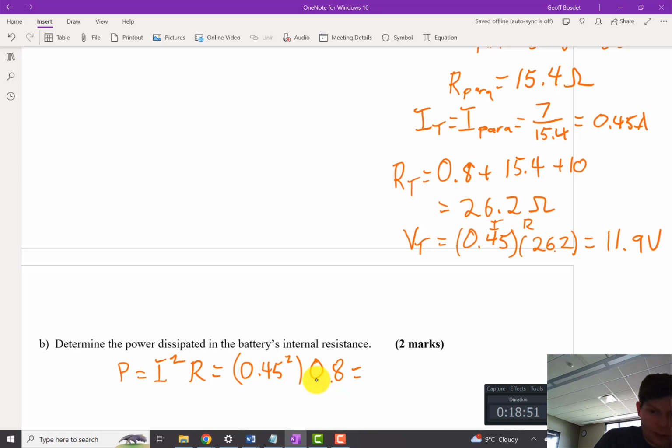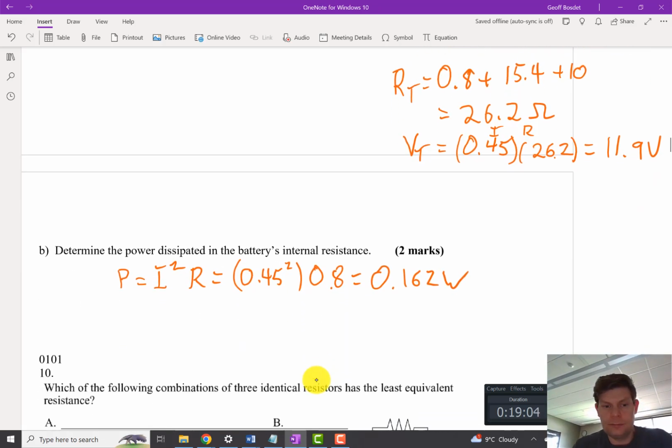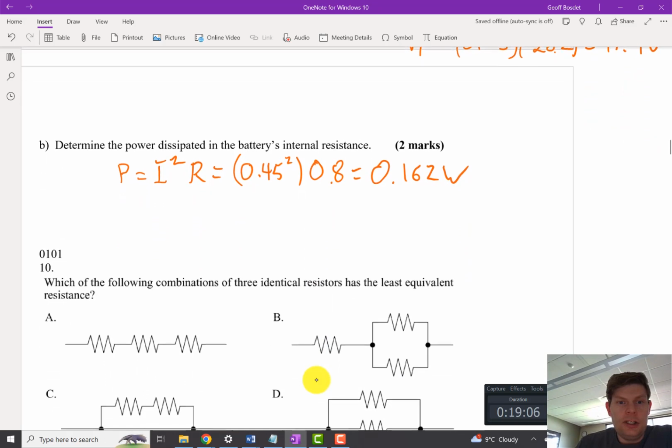So 0.45 squared times 0.8, and we got 0.162 watts. All right.